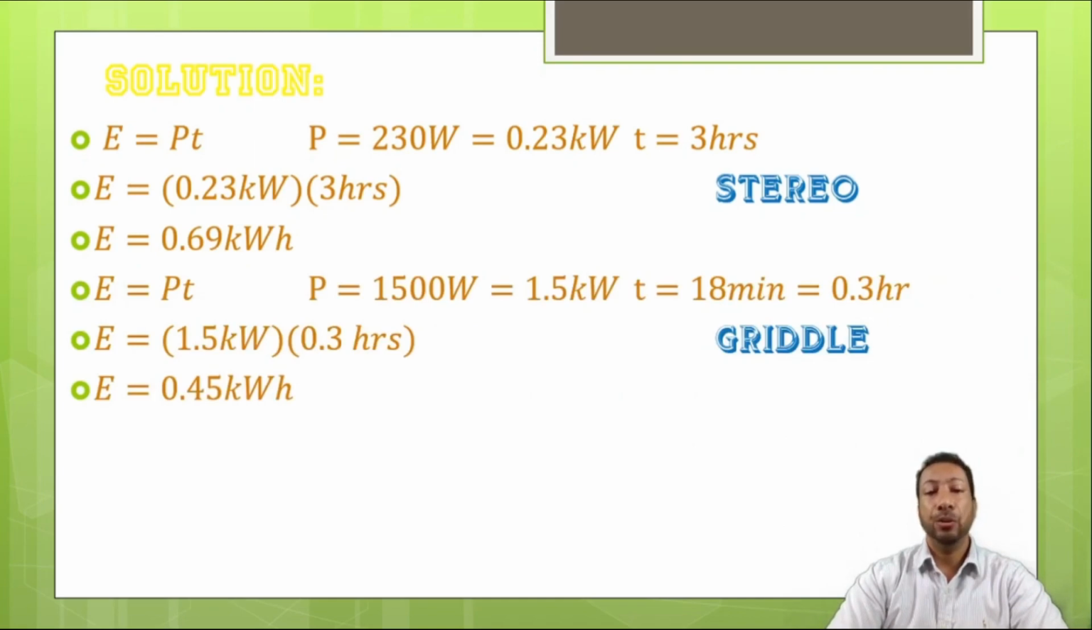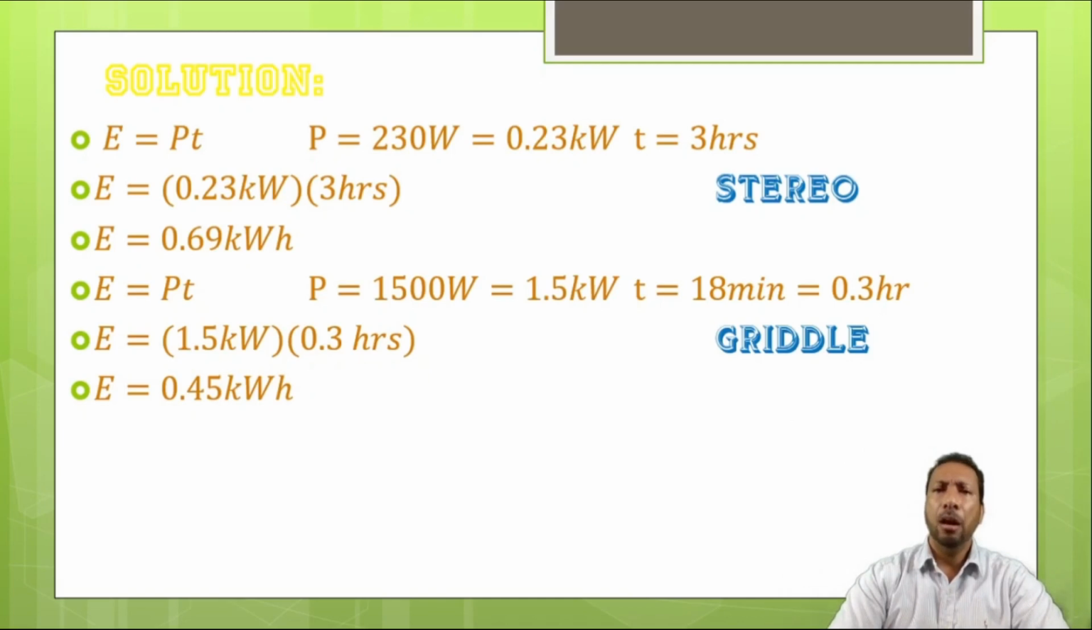Next comes the electric griddle. The power is 1500 watts. Dividing by 1,000, we get 1.5 kilowatts. The time stated was 18 minutes. So converting that to hours, we divide by 60 and get 0.3 hours. Substituting once again, we now get 0.45 kilowatt hours.